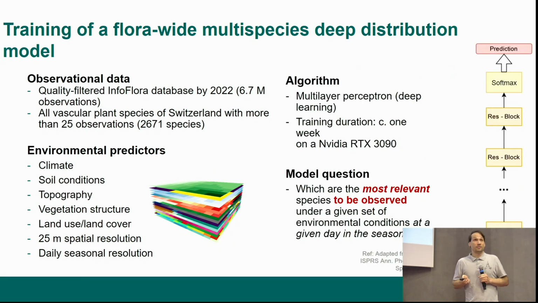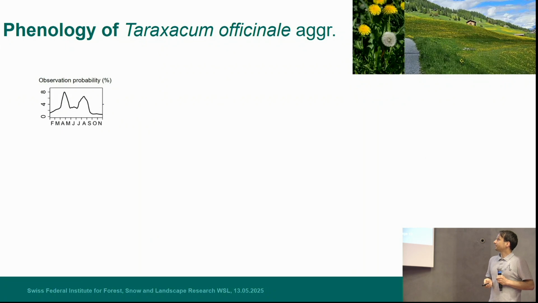The algorithm we used here is very simple compared to what we've seen earlier today. So it's a multi-layer perceptron with 4 residual blocks. And what we do is we model with multi-class loss. So the model question is, which are the most relevant species to be observed under a given set of environmental conditions and at a given date. So it's not necessarily that we explicitly model presence-absence of the community, but we want to have a relevance ranking, basically, of the species.